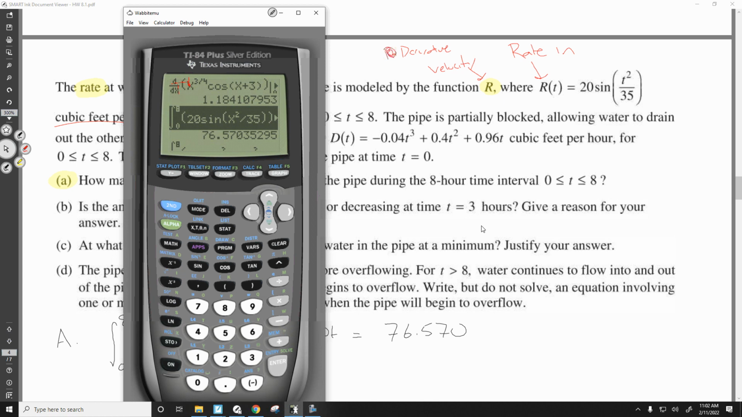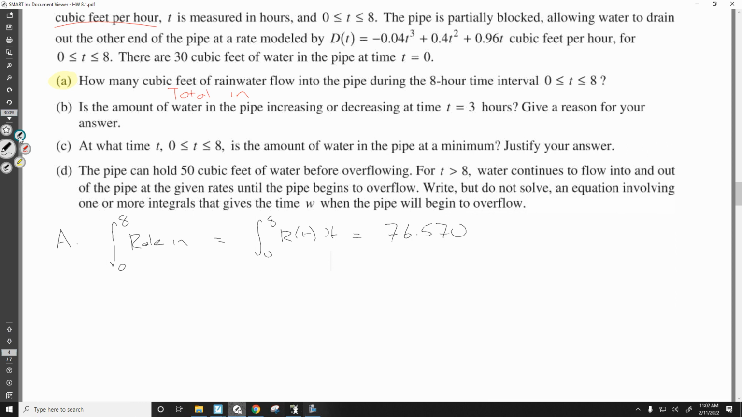All right, now I'm going to add another part, 8.5. Okay, I'm going to write it down here. And 8.5 is how much water is in this pipe at exactly t equals 8. Okay, and then we're going to go back to our notes and write down what's going on.